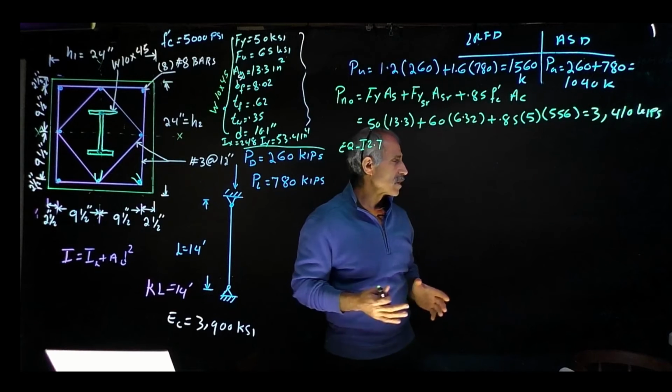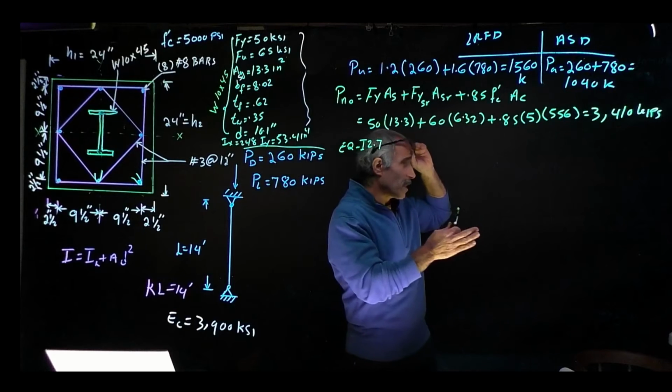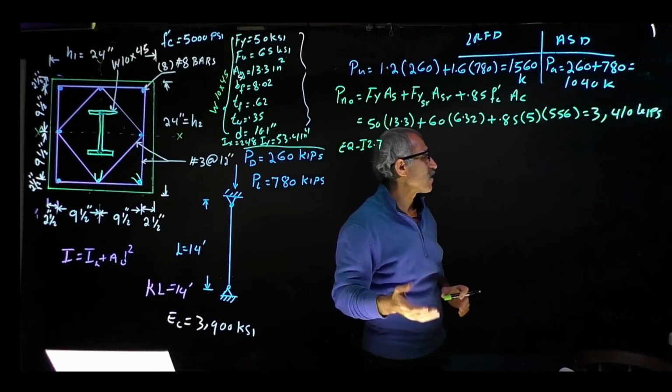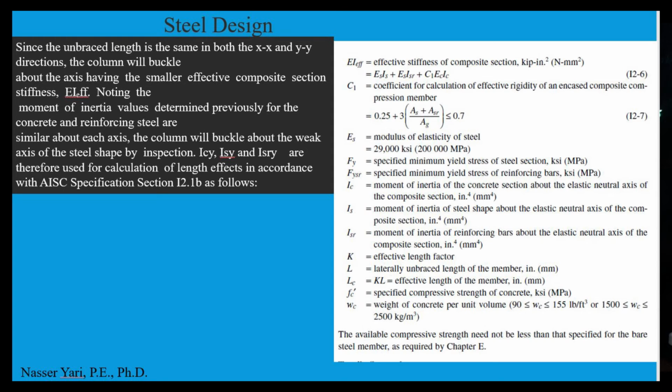The next thing we want to do is to calculate the Pe. If you look at the spec right there in section I2b, it says we need to calculate Pe because we want to know the ratio Pno divided by Pe, whether it's going to be less than 2.25 or more than 2.25. In order for us to calculate Pe, from equation I2-5, Pe is equal to pi squared times EI effective divided by the effective length squared. And if we go to the next page of that spec, it says EI effective, the effective stiffness of the composite section, is based on a coefficient for calculating the effective rigidity.